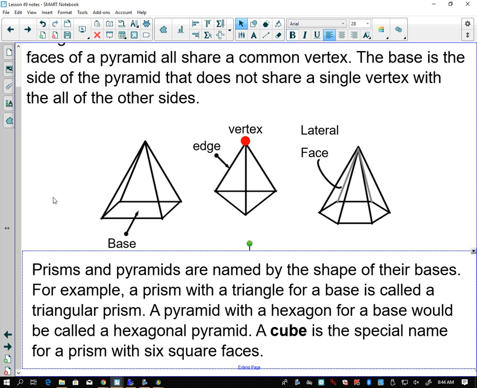Now the difference between the prism and the pyramid is that in a pyramid, all of those edges from that base go to a single point. In a prism, there is an equal base at the other end that runs parallel to my base. You're going to do surface area, lateral area, and volume.